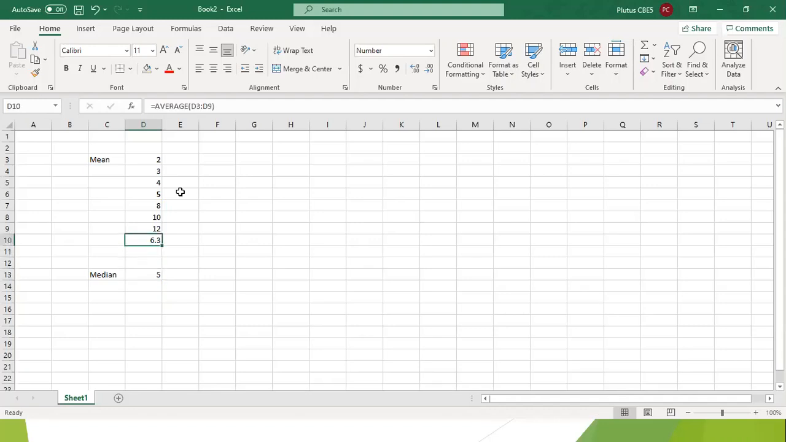And for example, if I don't have 12 here, I have only 6 numbers. In that case, 4 and 5 will be my center, so 4 plus 5 divided by 2. My median will be 4.5 in that scenario. This is what the median is.